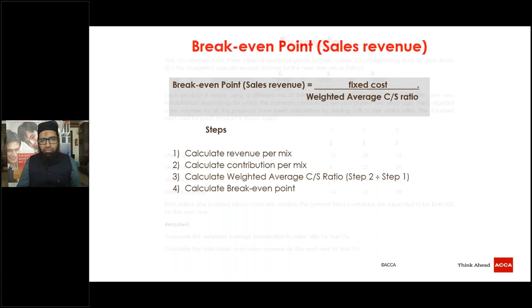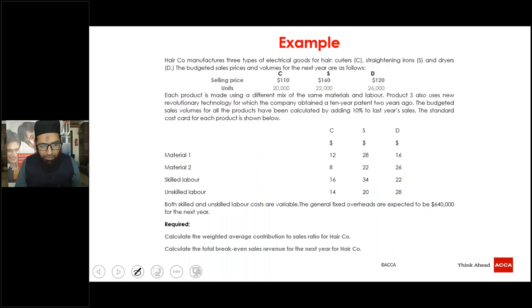So let's see with this example. In this example, first of all, I will be calculating the weighted average contribution to sales ratio for your company. And then afterwards, I will also calculate the break-even total sales revenue for the next year. So this is the break-even point in sales revenue.